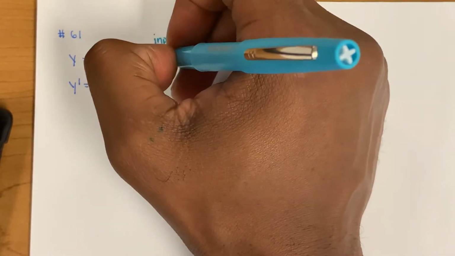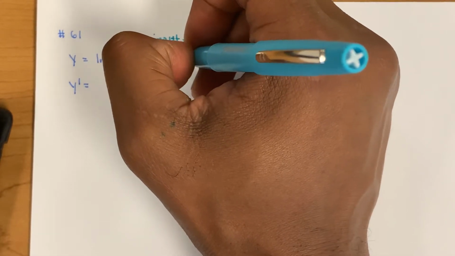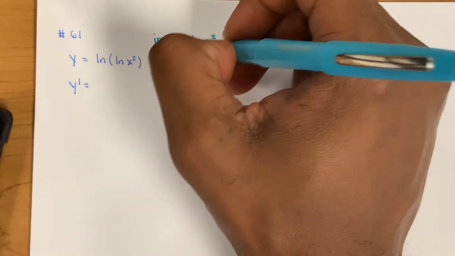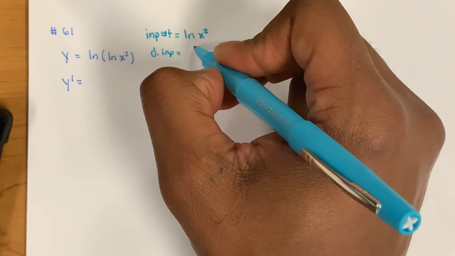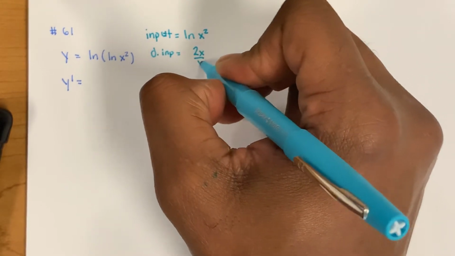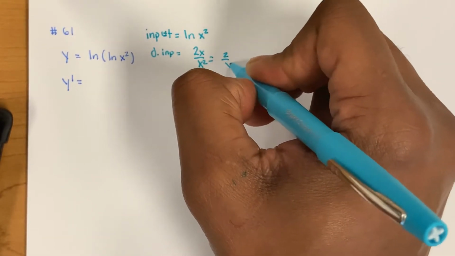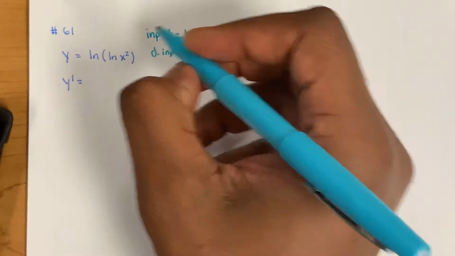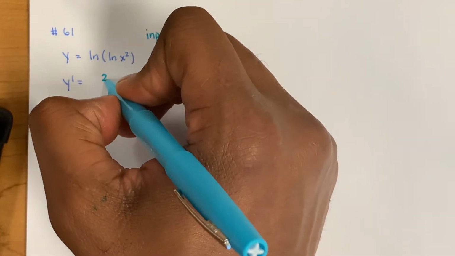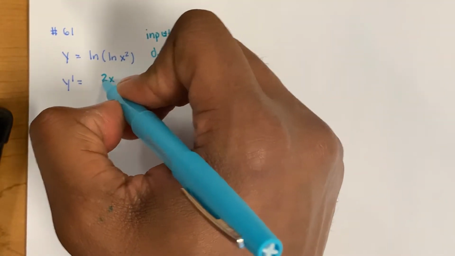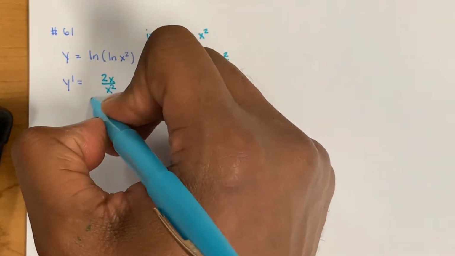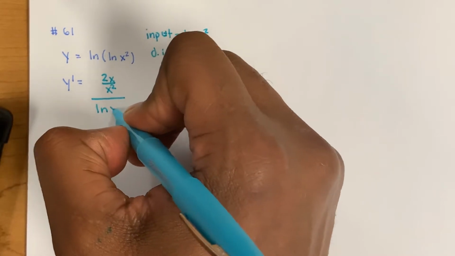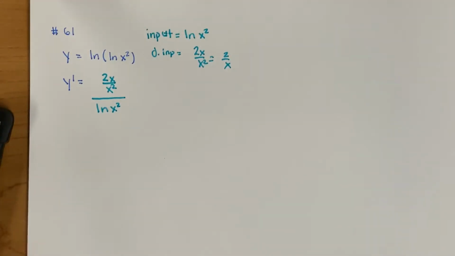And so the derivative of the input is, well, it's the ln of x squared, so that's going to be 2x over x squared, which is 2 over x. So that's what we're going to do over here. So the derivative of a logarithm is the derivative of the input, which is 2x over x squared, divided by the input, which is the ln of x squared.